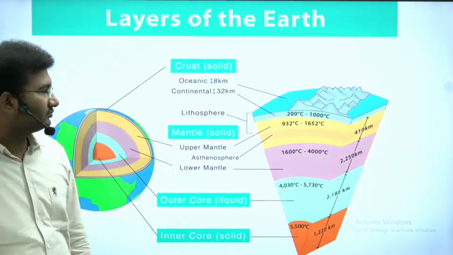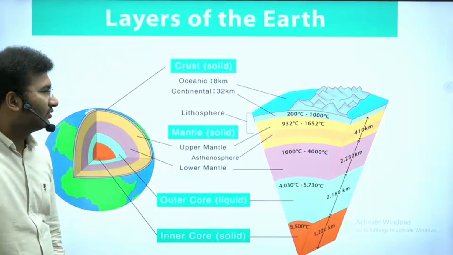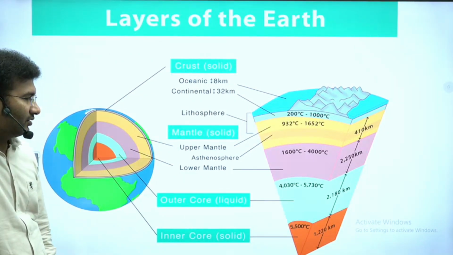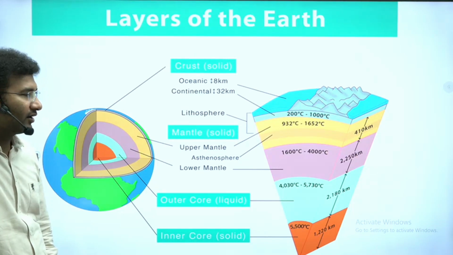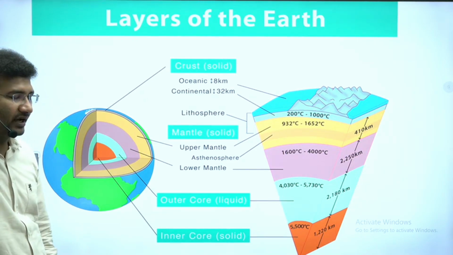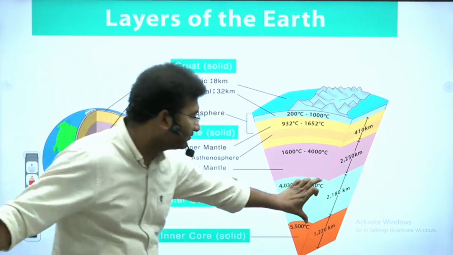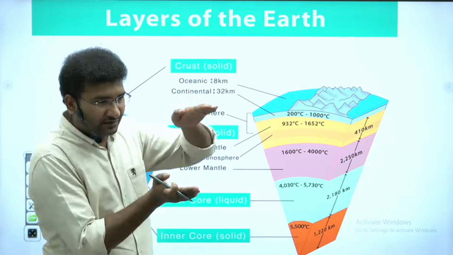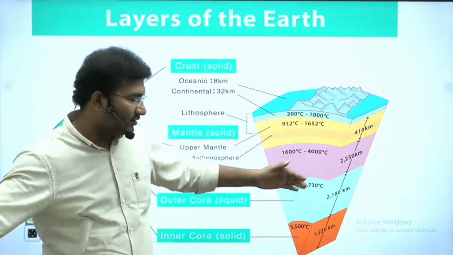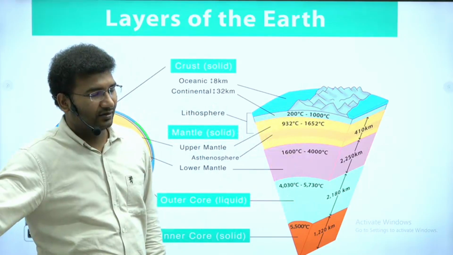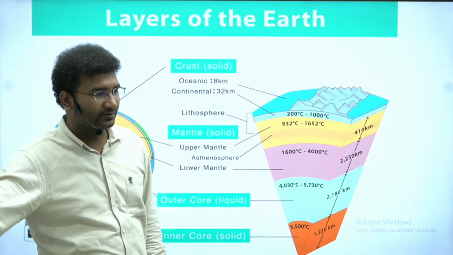And core, outer core, okay, I'm talking about the outer core. The width of the outer core, I'm talking about the width of the outer core. Okay? The width of the outer core is 2180 kilometers. I'm talking about this width. And the inner core width is 1200 kilometers. Inner core width is 1200 kilometers.